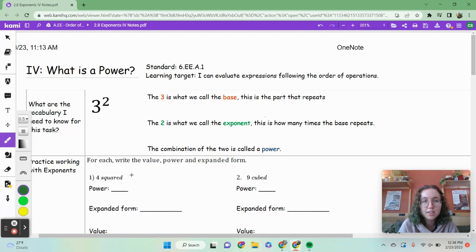Today we are going to be talking about powers and exponents. So, some vocab to start off that we will need to know is base, exponent, and power.